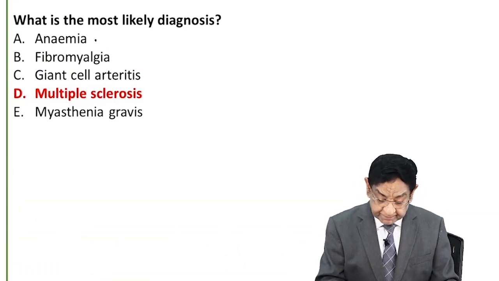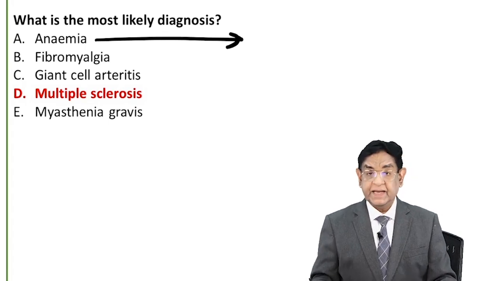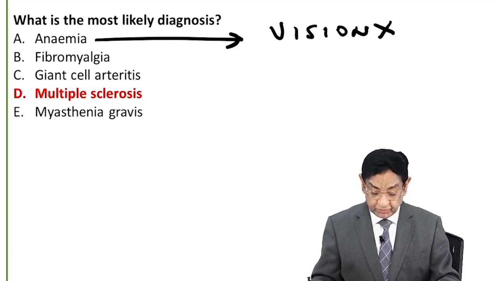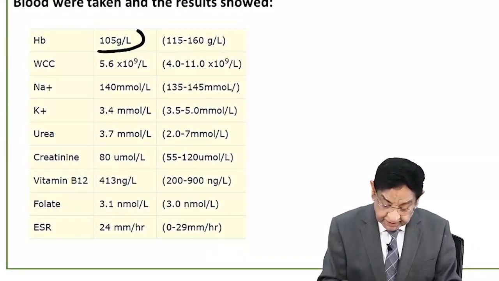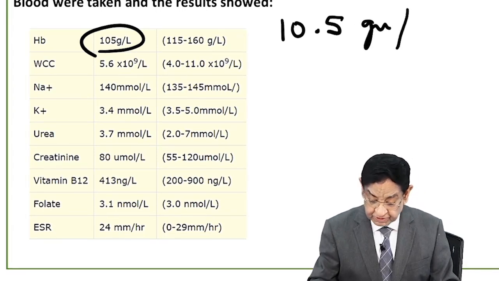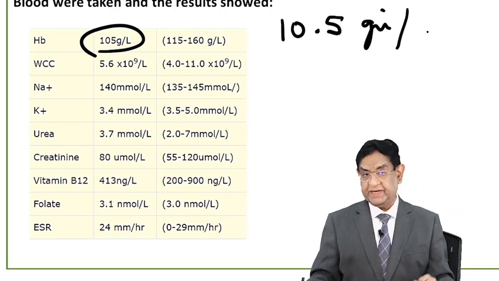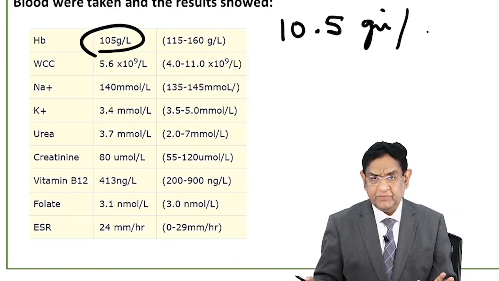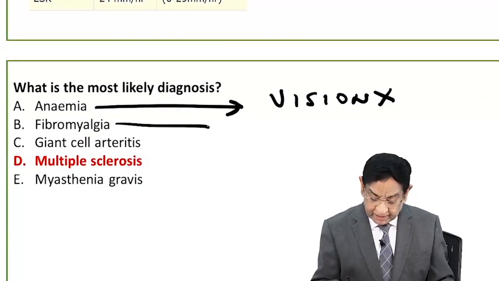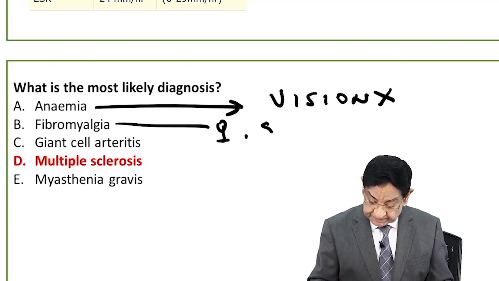What about anemia? Can anemia have a vision problem? No, it cannot. Moreover, the Hb here is about 10.5 gram percent. So this is not a severe anemia, and 10.5 is a fairly good Hb. This is not a reason to have so much lethargy the whole day, so it is ruled out. Fibromyalgia occurs in ladies, but they have muscle stiffness.